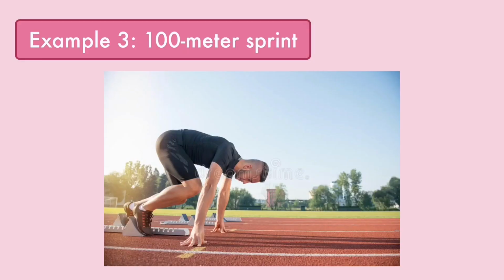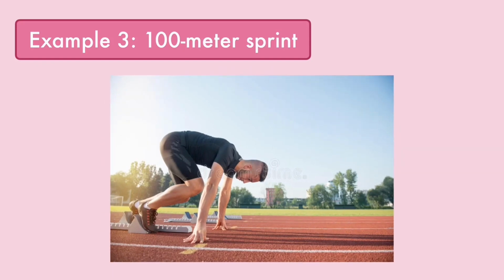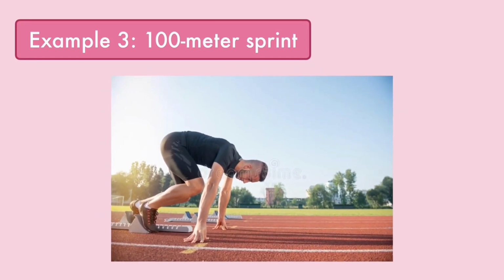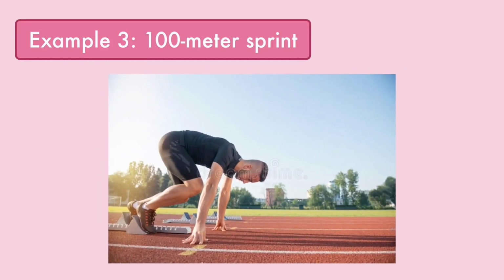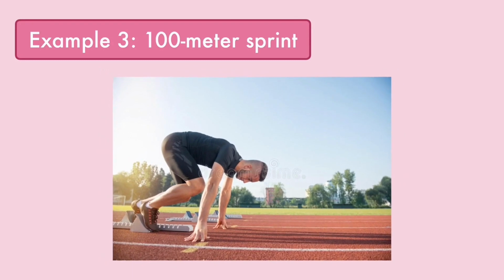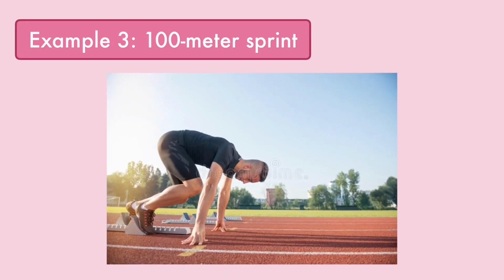Now let's look at our third example of potential energy. Imagine you're competing in a 100-meter sprint. Before you start running, you are crouched down with both hands on the ground, both feet on the starting block. Out from the corner of your eye, you see the referee about to press the trigger of the starting gun. Your heart starts beating faster, your hands start to get clammy, and you feel a strong energy surge inside you.